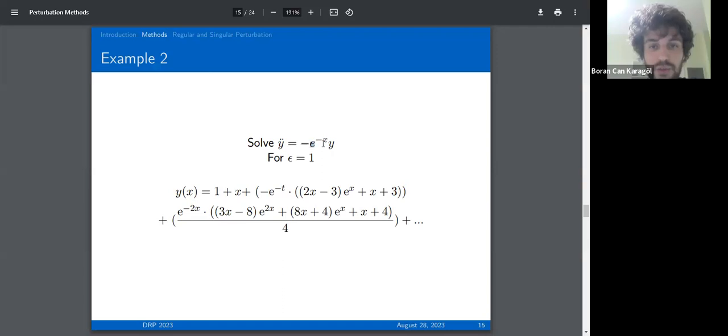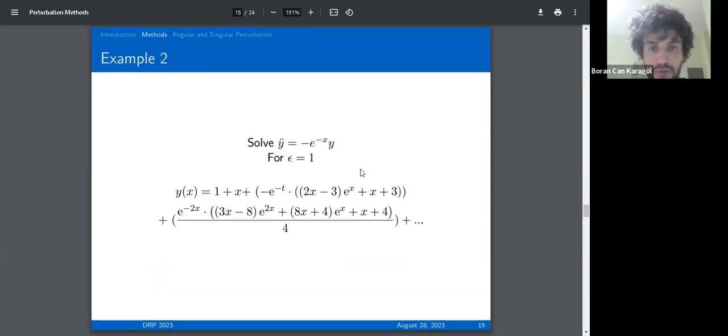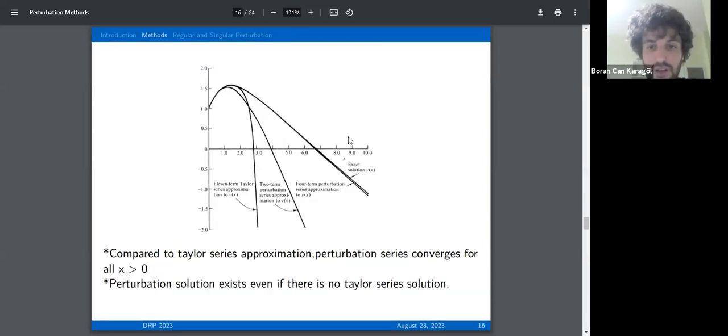So here we substitute that f(x) with an exponential function, and we find the exact solution for epsilon equals 1, for small values of x, of course. And here's the graph of that. The exact solution of this differential equation is expressed in Bessel functions, and it's a long expression, so it's really difficult to get that exact solution. But through perturbative methods, as you can see, by the fourth term of the perturbation series approximation, we get so close to the exact solution. So it's really powerful.